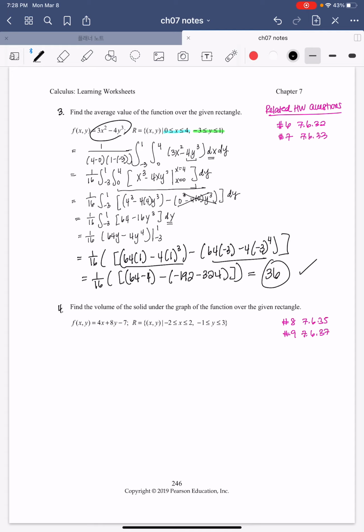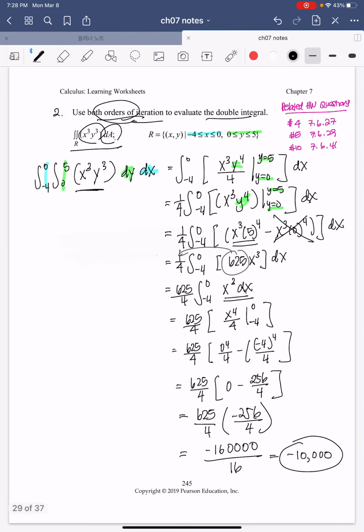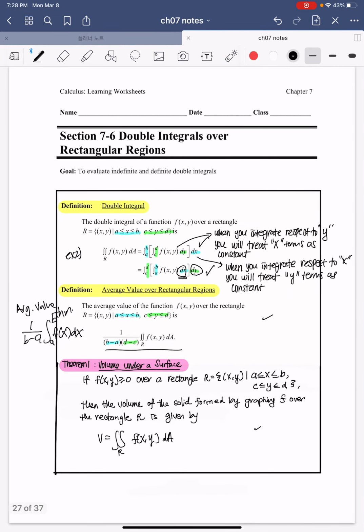All right, so just practicing, getting familiar with integrating twice. Last topic, volume, finding the volume, and then we have one application problem together. Find the volume of a solid under the graph of a function over the given rectangle. So we are given the theorem from the textbook, the volume of a surface right over here.